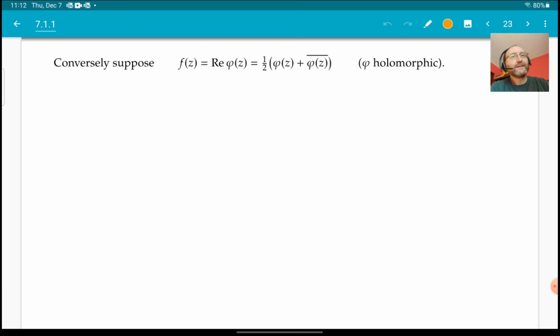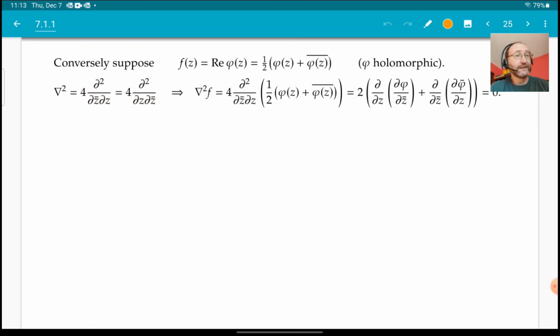Now, we can go backwards as well. So suppose that f is the real part of a holomorphic function. That is, it's 1/2 of phi plus phi bar, right? Well, then notice that the Laplacian, if I write it in terms of the z's and the z bars, well, these guys commute, right? I can take the z derivative first, and then the z bar derivative, or the z bar derivative and then the z derivative.